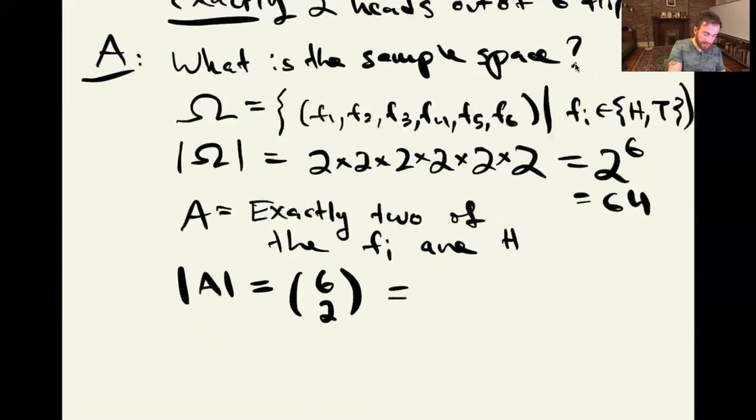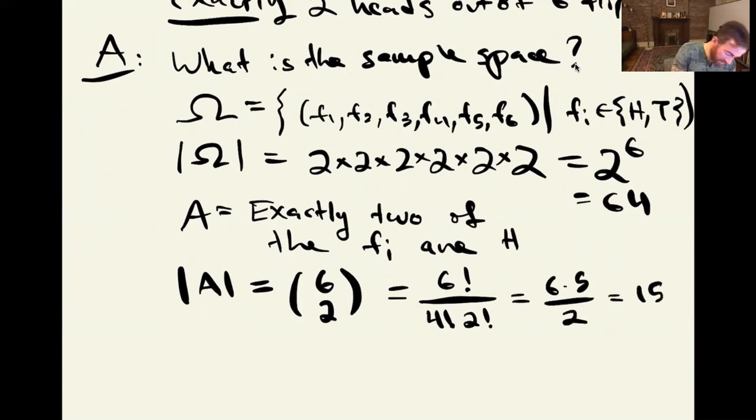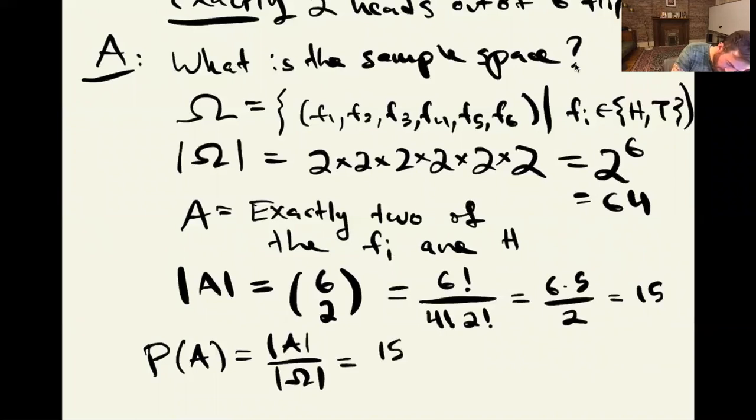Let's go ahead and work out and see what that is. So that's 6 factorial over 4 factorial times 2 factorial, which is 6 times 5 divided by 2, which is 30 divided by 2, which is 15. So that tells us that the probability of A is equal to the size of A divided by the size of omega, which is 15 over 64, which works out to roughly a 23.4% chance.